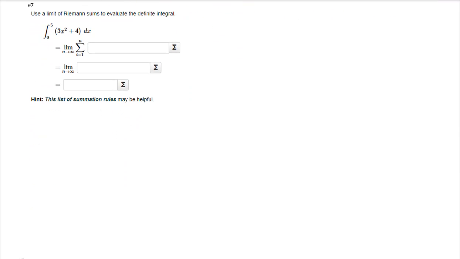All right, let's get some of our stuff laid out right away. We have a is equal to 0 and b is equal to 5. The a's and the b's are given to me. And so delta x is equal to 5 over n, and x sub i is equal to 5i over n. And then we have that the integral is from 0 to 5 of 3x squared plus 4. So our function is 3x squared plus 4.